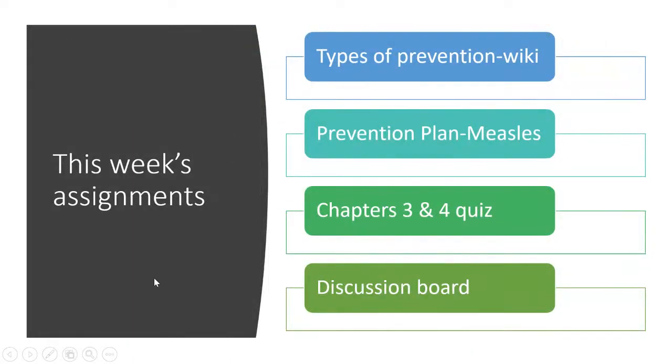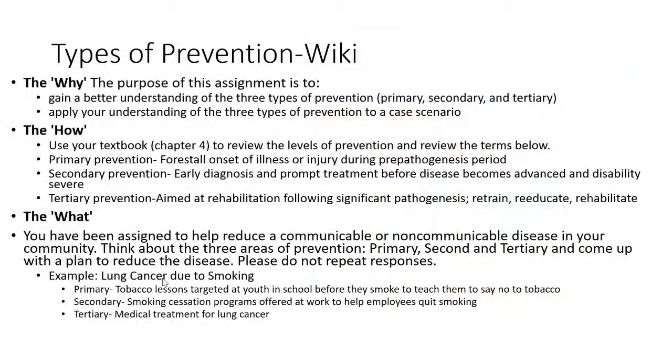The assignments that will be due this week: one is the types of prevention wiki, another is the prevention plan for measles, then the chapters 3 and 4 quiz, and the discussion board. I'm going to go over the 2 assignments briefly.